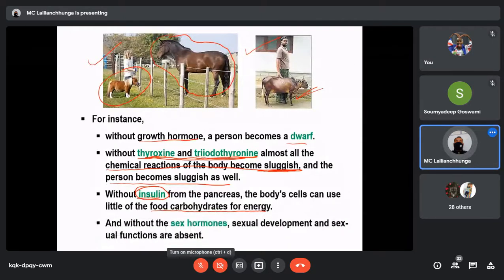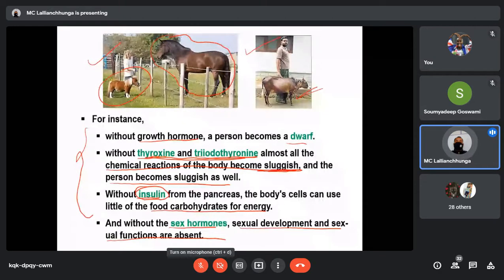And again, without sex hormones, sexual development and sexual functions are absent. If there are abnormally low sex hormones, a person's sexual development will be hampered. So these are just a few examples. Hormones are very, very important.